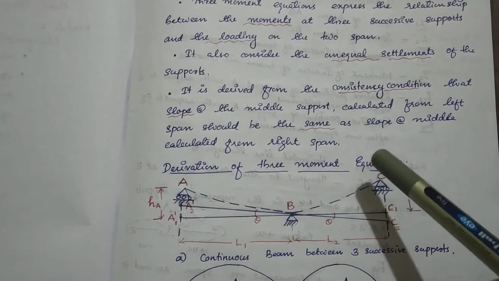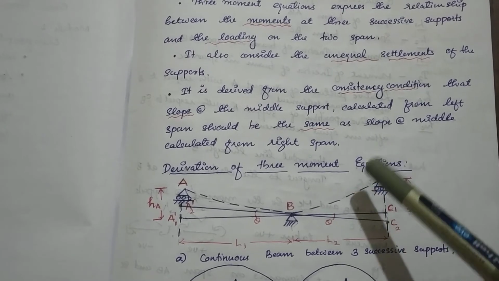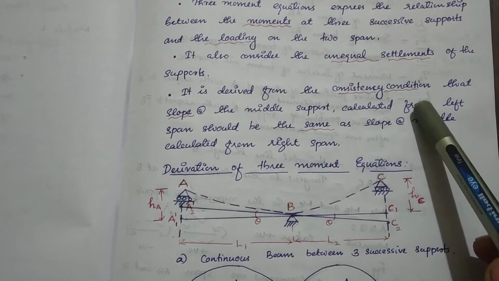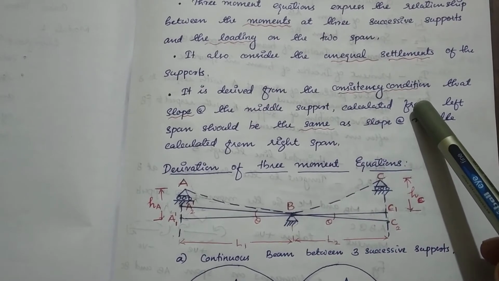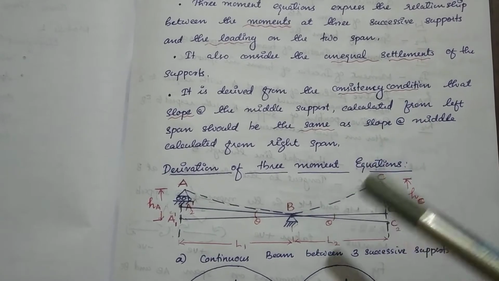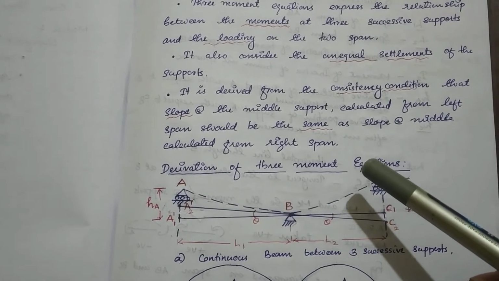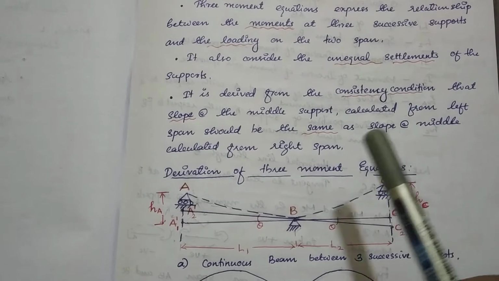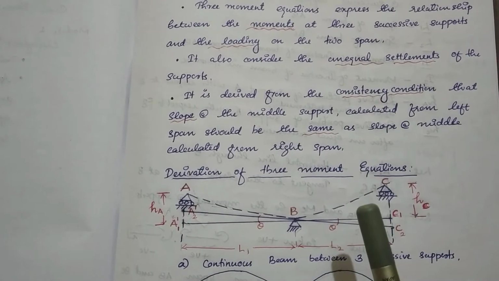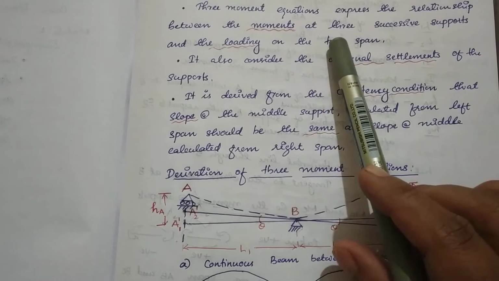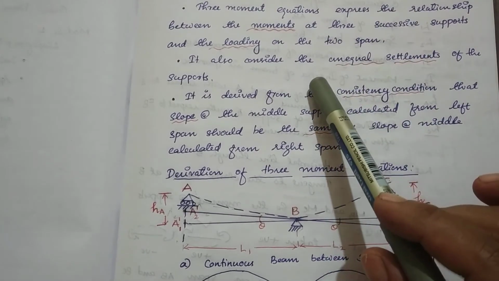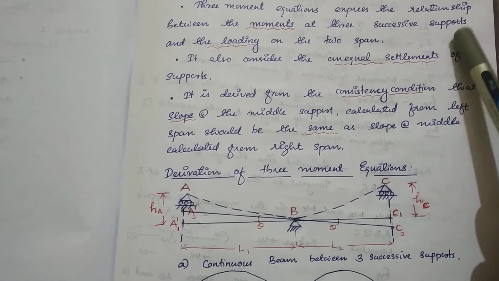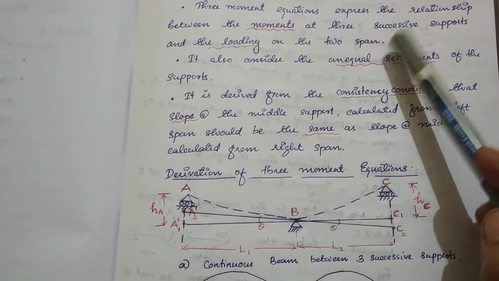If the number of unknowns is greater, you need some extra equations. That extra equation we call the consistency equation. For solving this type of problem we apply some other conditions or equations. In the three-moment equation we have three successive supports and two spans. That is the condition for the three-moment equation.